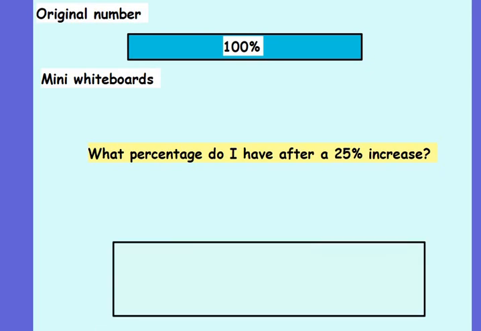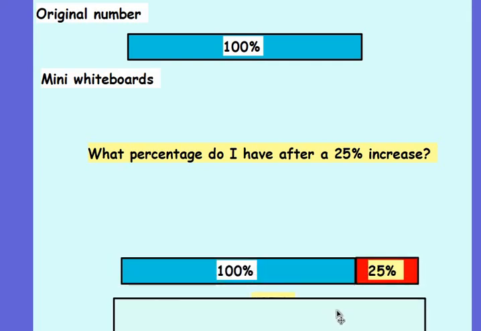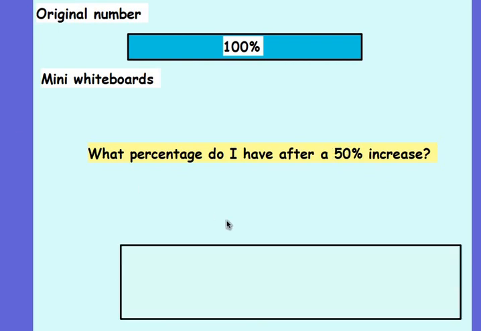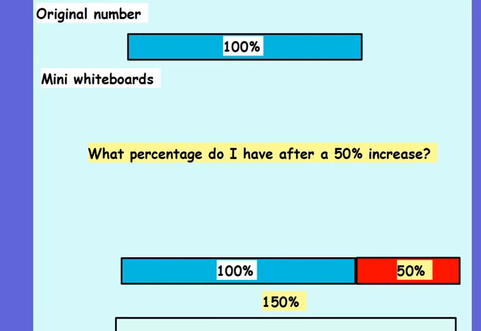Mini whiteboards, Year 7. What percentage do I have after a 25% increase? Pause the video, write down your answer in your light blue books. Okay, this time I've got 100%, I've added on 25%, so altogether I've got 125%. So how about now? What percentage do I have after a 50% increase? Write down your answer in your light blue book or on your mini whiteboard if you have one. So this time we started with 100%, I added on 50%, so in total I have 150%.